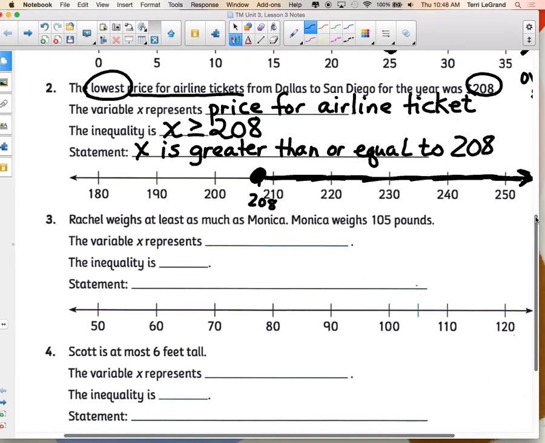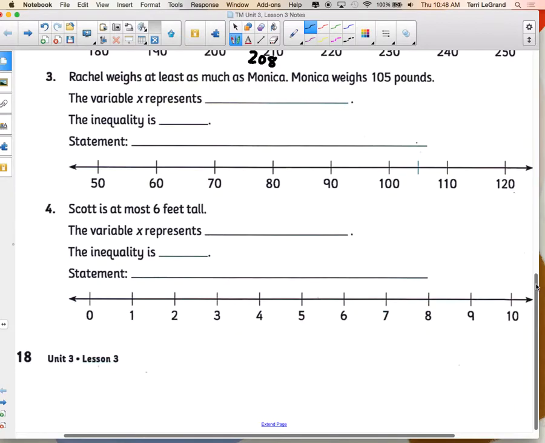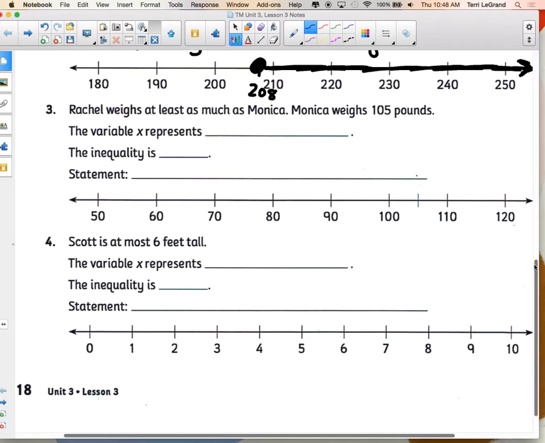Okay, number 3. Rachel weighs at least as much as Monica. Monica weighs 105 pounds. Who weighs more? Rachel or Monica? Monica. Yeah, what do you think? You think Monica weighs more, okay? So Rachel weighs at least as much as Monica. Monica weighs 105 pounds, okay? Rachel weighs at least as much as Monica.